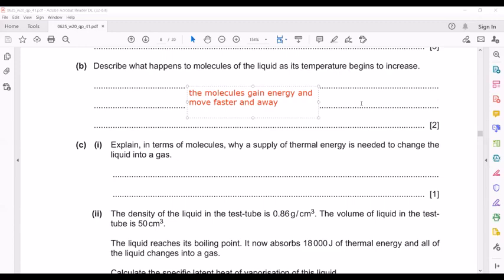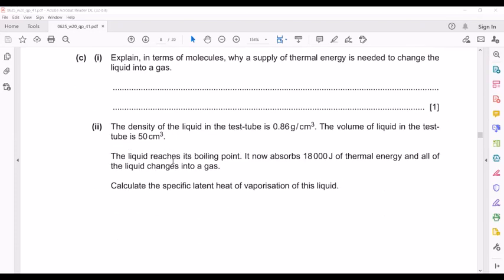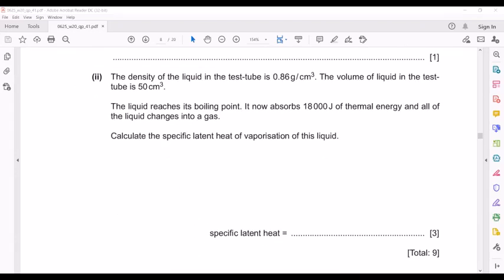Explain, in terms of molecules, why a supply of thermal energy is needed to change the liquid into gas. So why do we need energy to convert liquid into gas? Here we have to break the intermolecular forces. The molecules overcome the force of attraction.